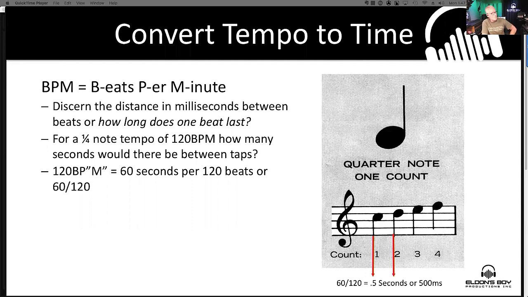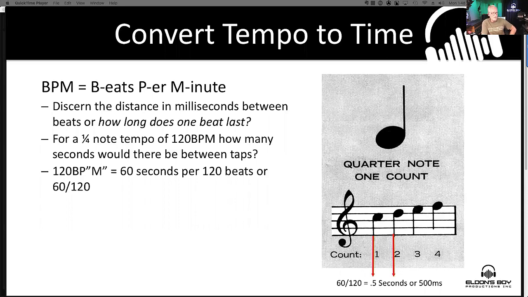So if we were tapping quarter notes like you see here in the picture, and we were going to tap at 120 beats per minute, well, 60 seconds is a minute, 60 seconds per 120 beats, 60 over 120. That means that it's 500 milliseconds, a half a second between quarter notes at that tempo. So that gives you a nice guide to see what can fit in there. And then it's just a matter of making it mathematically land where you want it to land.